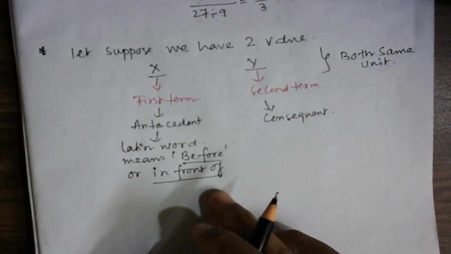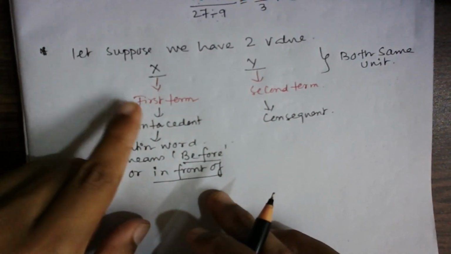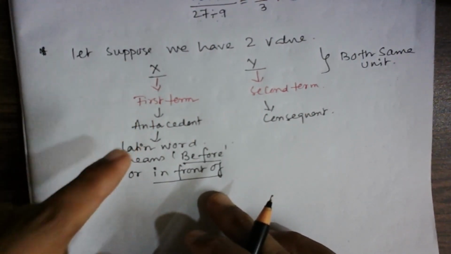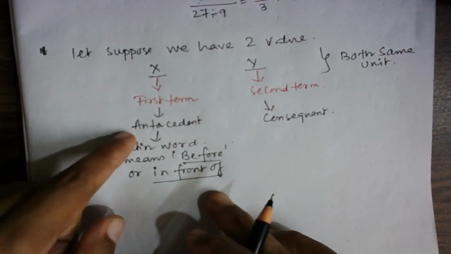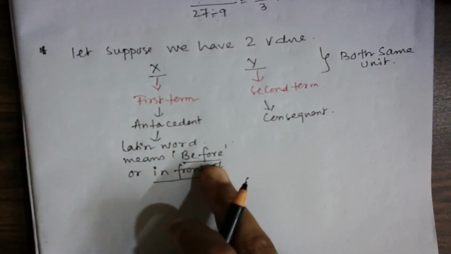So obviously when we are going to do the ratio analysis, the first thing that comes to mind is the first term. First term means which comes first, and that is why it is antecedent. And why is the name antecedent? Because it is termed as before or in front of.